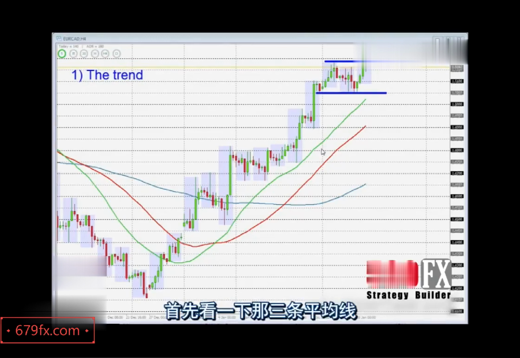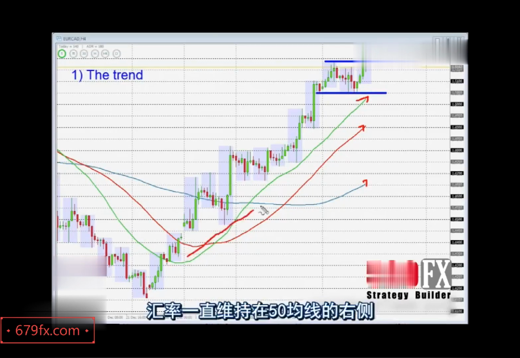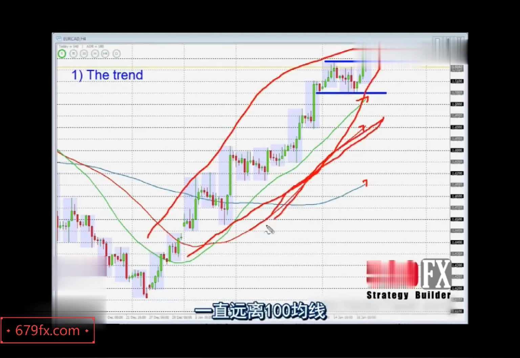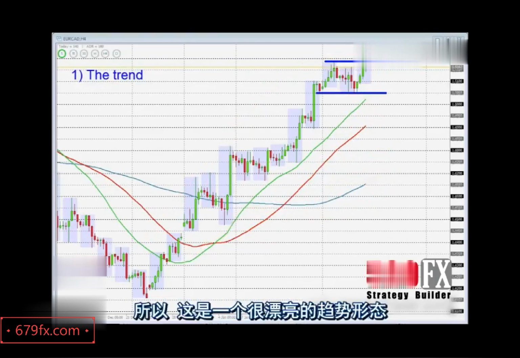Okay, first of all, have a look at those moving averages, have a look at the trend. Is it a nice trend? Is it the trend you want to get involved with? Well, in this case, I reckon it's a pretty nice trend. All the moving averages are pointing up, price is spending most of the time on the right side of the 50 simple moving average, which is this one in red. Price is nowhere near the 100, etc. Yeah, it's a pretty nice trend. I reckon this is a trend I could try.